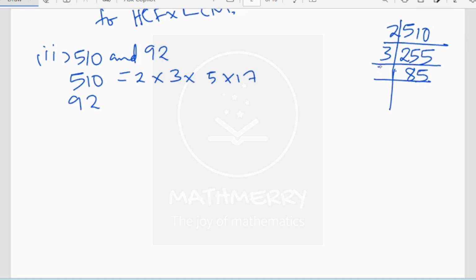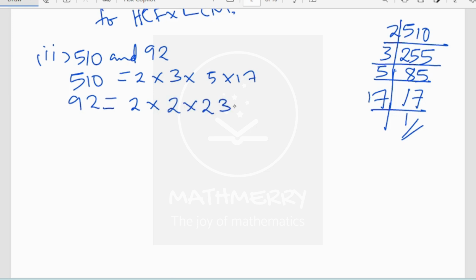Now again 85 we can divide using 5. So when we divide it, we will get 17. Now 17 is a prime number, so we can only use 17 itself. So that's our factorization. So 2 into 3 into 5 into 17. Now 92. So for 92, it can be factorized as 2 into 2 into 23, and 23 is a prime number, so that's our prime factorization for 92. So I hope this is clear for you.